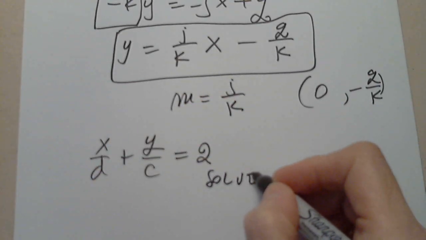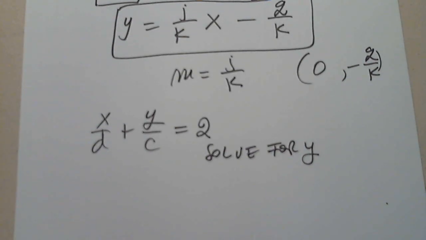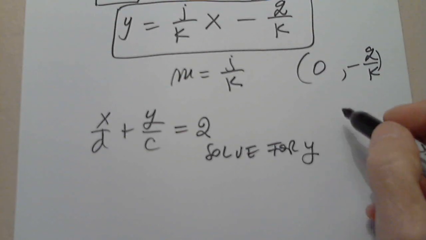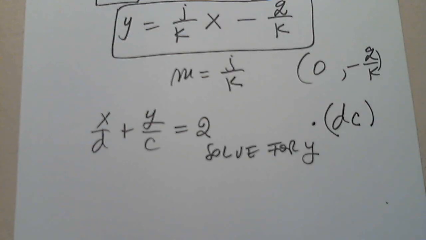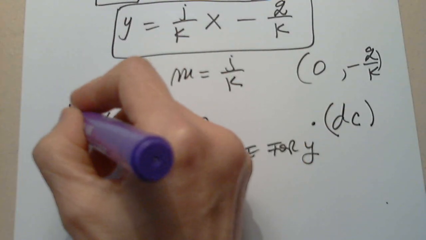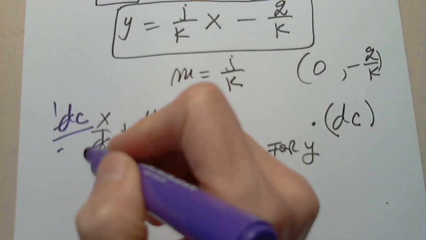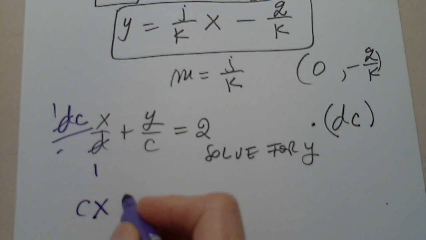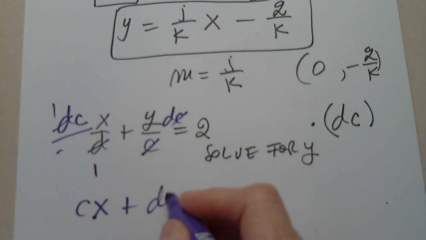So we want to solve for y. Let's clear the fractions first. D and C have no common factor, so we have to multiply by DC. So careful how we do this. If I multiply here by DC, then I will have to simplify the D with a D. So I still have a CX plus. When I multiply here by DC, I'll simplify the C, and I have DY.